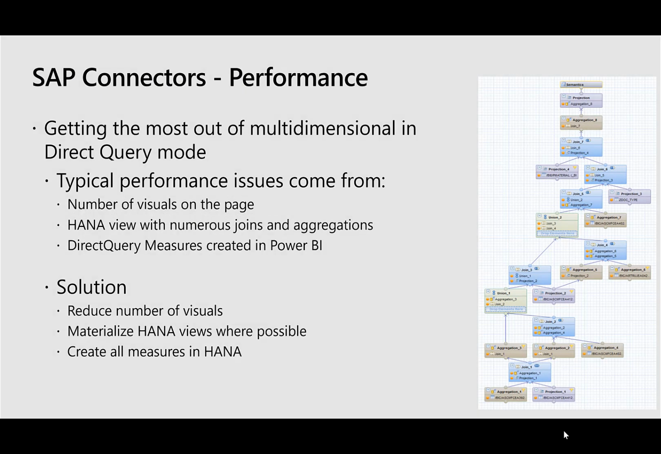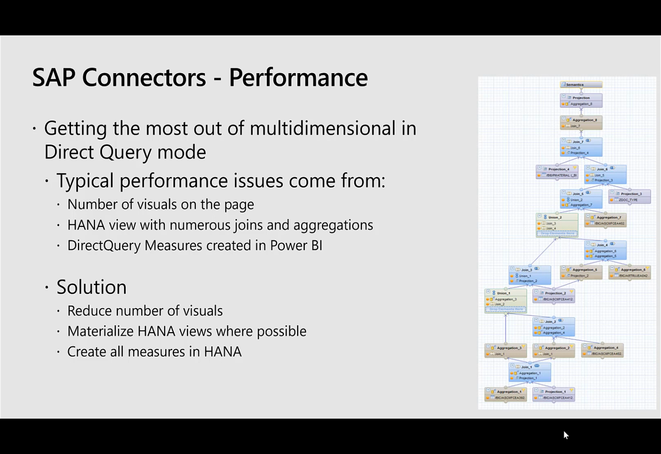First one is SAP connectors for performance. If you want to get the most out of your multidimensional and DirectQuery mode, some of the typical issues you may run into is the number of visuals on a page. If there are too many visuals on the page, it could make the performance of reports slower.